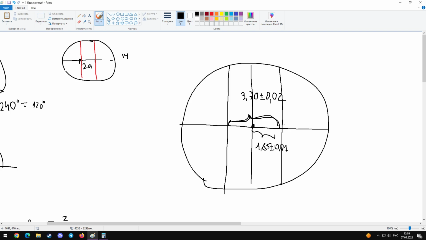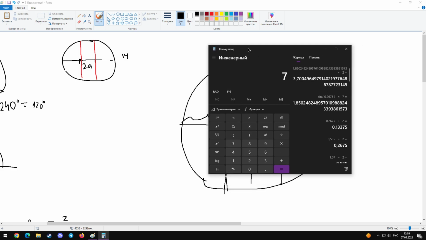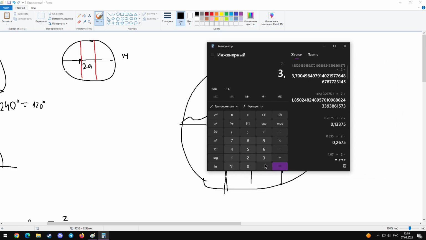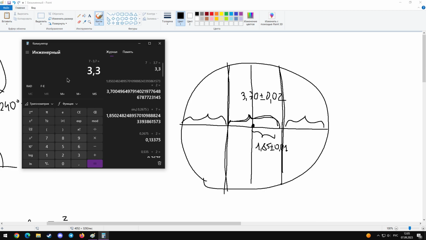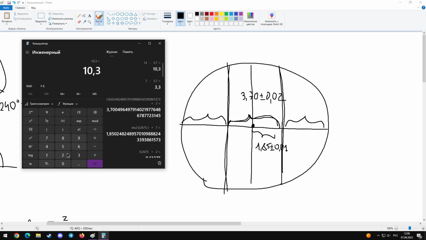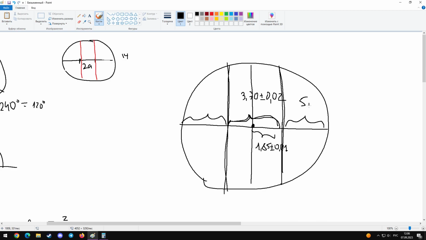So the length of the central part of the circle is like this. Well, we can obtain these two lengths. How can we do it? We subtract 7 minus 3.7. No, not 7. The diameter is 14. We subtract 3.7 and divide by 2. It's 5.15, and this one is also 5.15. Okay.